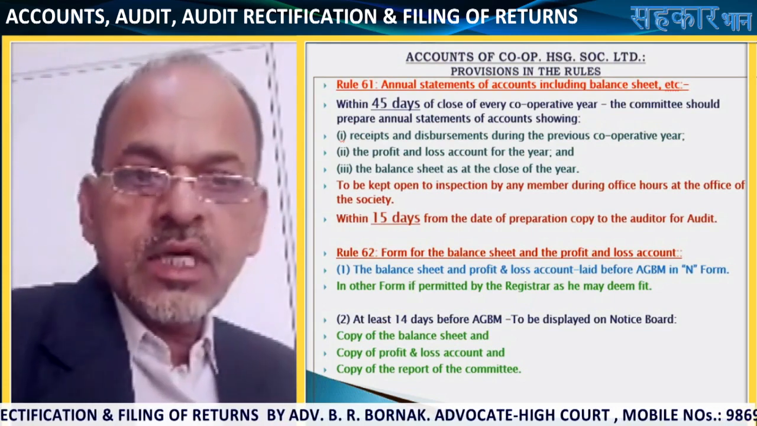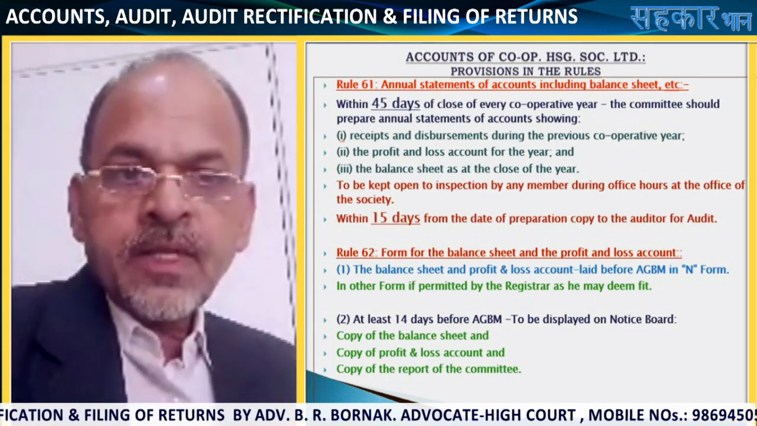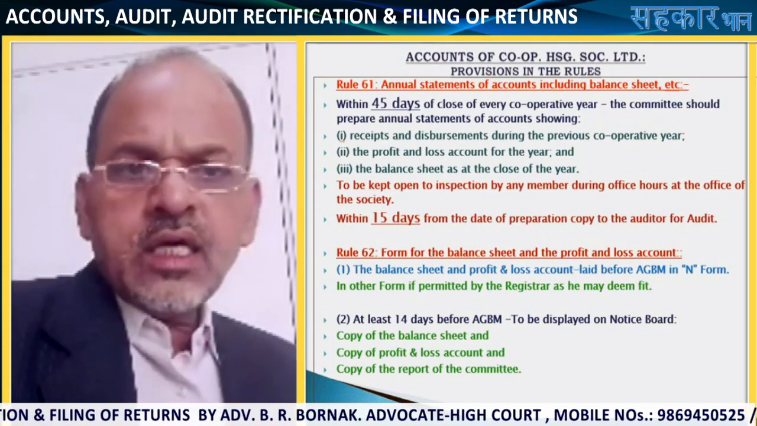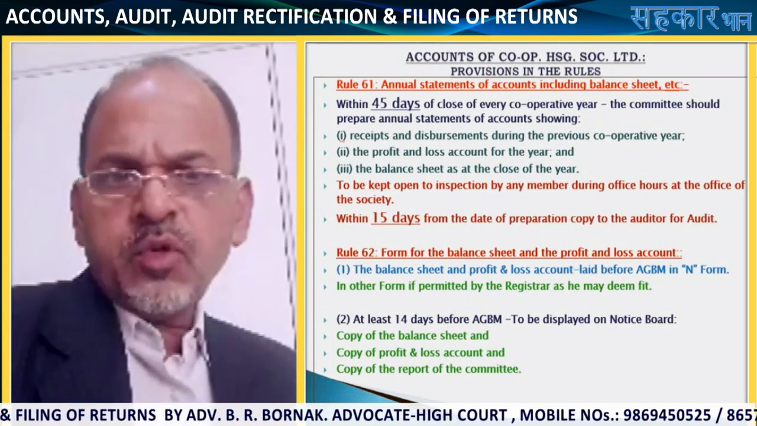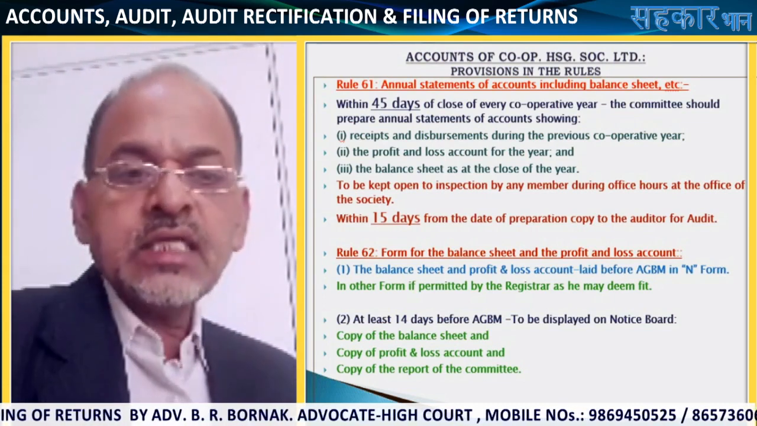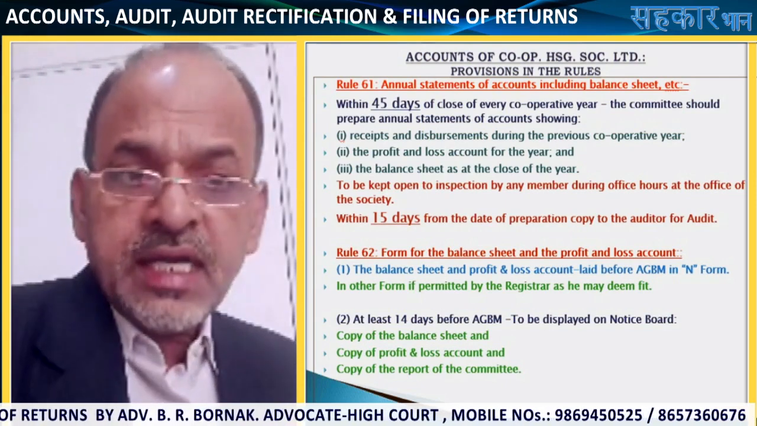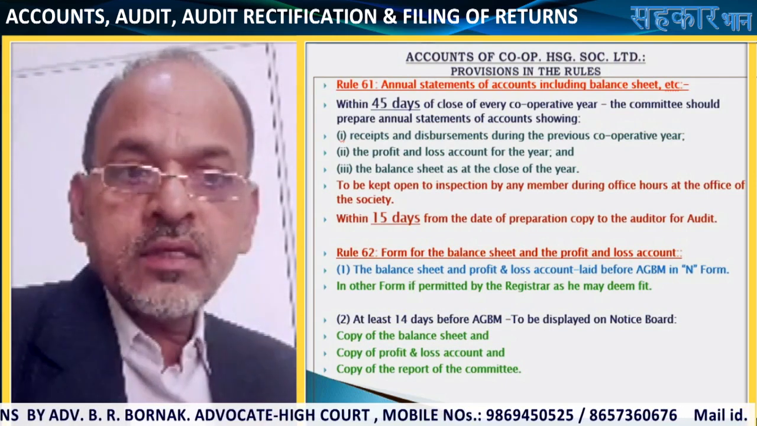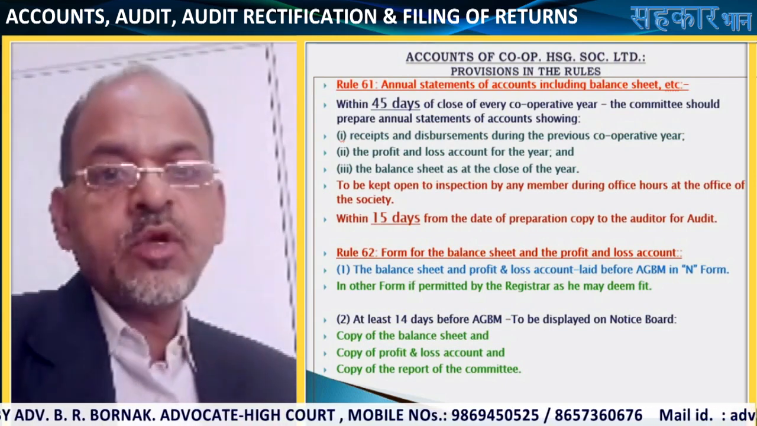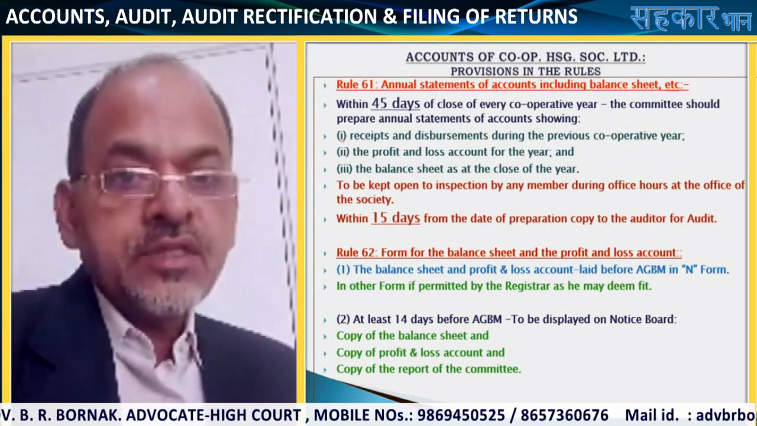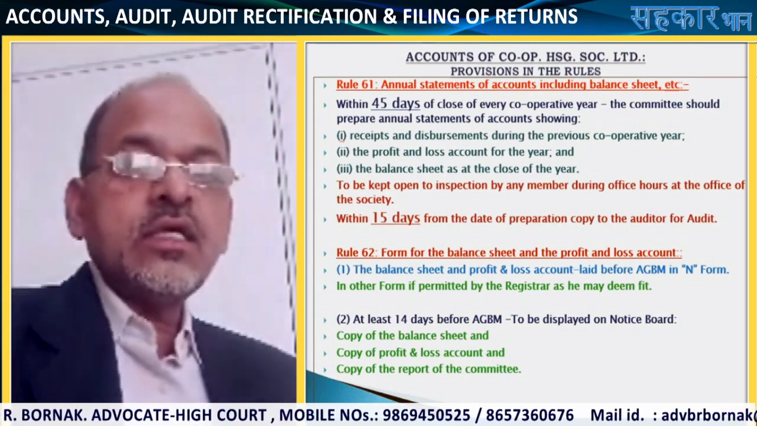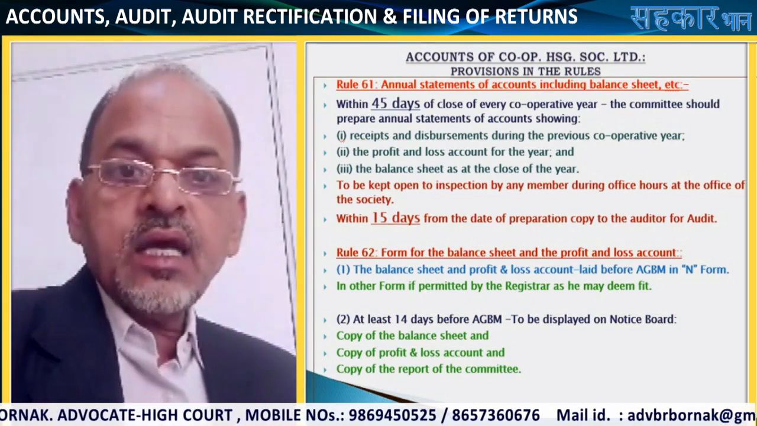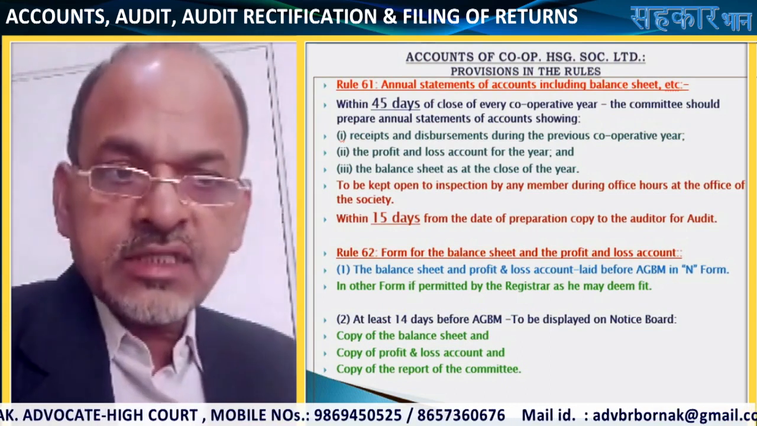Instead they can prepare an income and expenditure account on the line of a profit and loss account only. And in the case of cooperative housing societies, the balance sheet and income and expenditure account are required to be prepared in form N, and they are required to be submitted in form N before the annual general body meeting of the society.